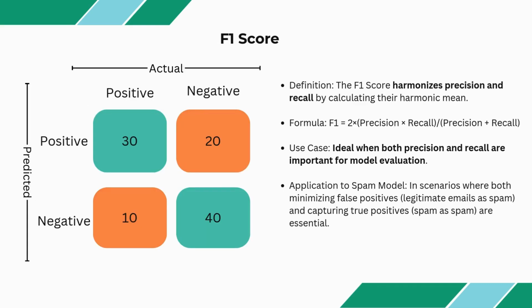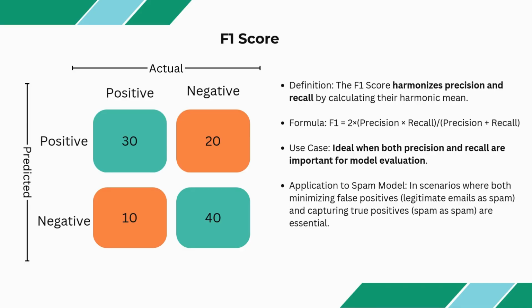Next one is F1 score. F1 score harmonizes precision and recall by calculating their harmonic mean. And its formula is given on the screen. It is 2 times precision times recall divided by precision plus recall. And the use case over here is, it is ideal when both precision and recall are important for model evaluation.